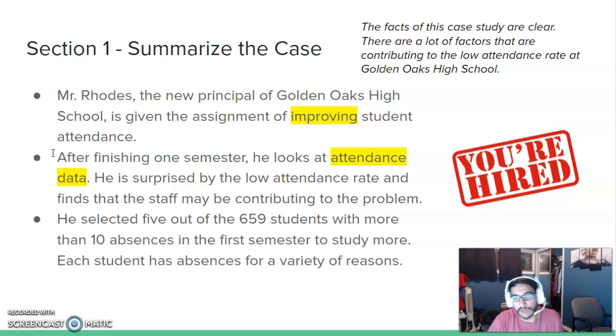The superintendent had informed him of the existing policy, but it doesn't seem to be followed here. He selected 5 out of the 659 students with more than 10 absences in the first semester to study more. Each student has absences for a variety of reasons. 659 is the large majority of the nearly 1,000 students at Golden Oaks.